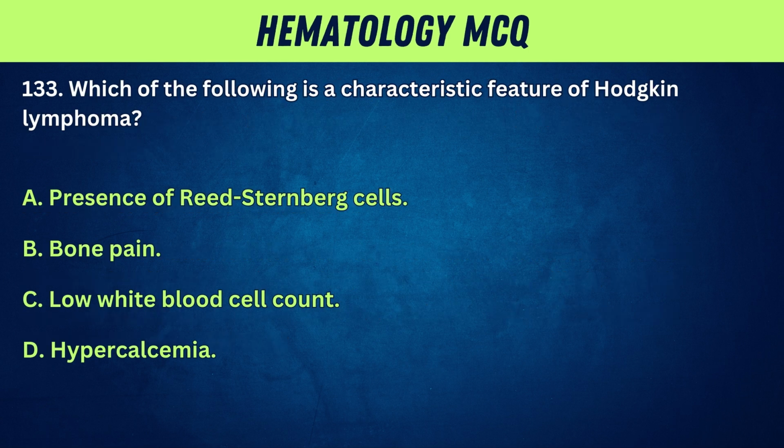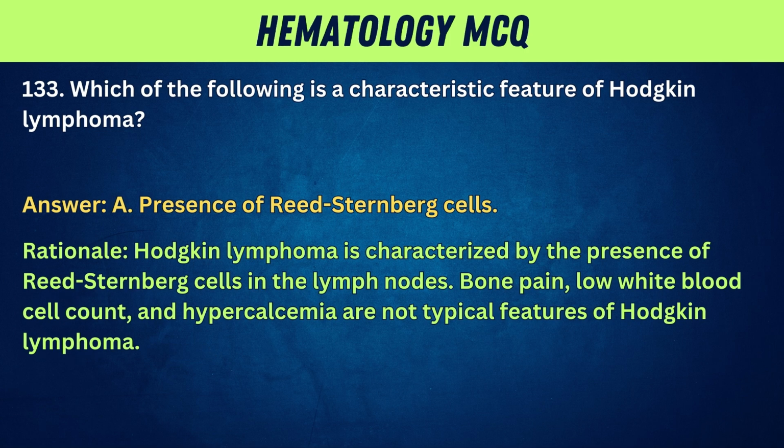133. Which of the following is a characteristic feature of Hodgkin lymphoma? A. Presence of Reed-Sternberg cells. B. Bone pain. C. Low white blood cell count. D. Hypercalcemia. Answer: A. Presence of Reed-Sternberg cells. Rationale: Hodgkin lymphoma is characterized by the presence of Reed-Sternberg cells in the lymph nodes. Bone pain, low white blood cell count, and hypercalcemia are not typical features of Hodgkin lymphoma.